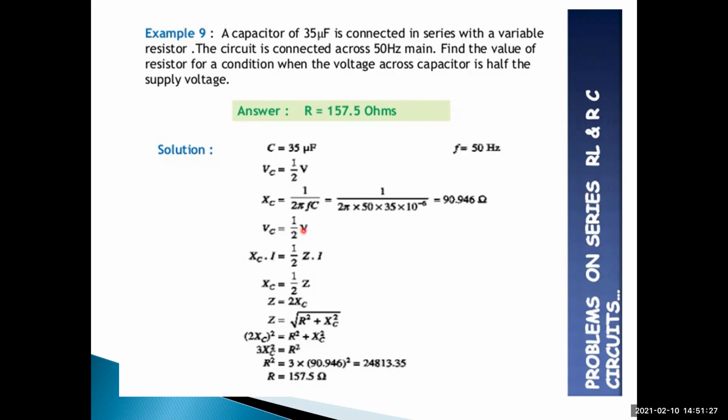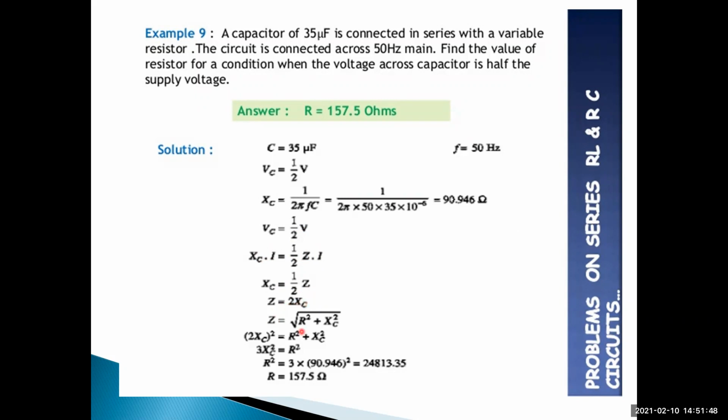And the voltage across the total is the supply voltage. That's why total impedance into I, total current. Total current into reactance of the capacitor. Then XC into I is equal to 1 by 2 times of Z into I. It's clear. Then XC is equal to 1 by 2 times of Z, so Z is equal to 2 times of XC.